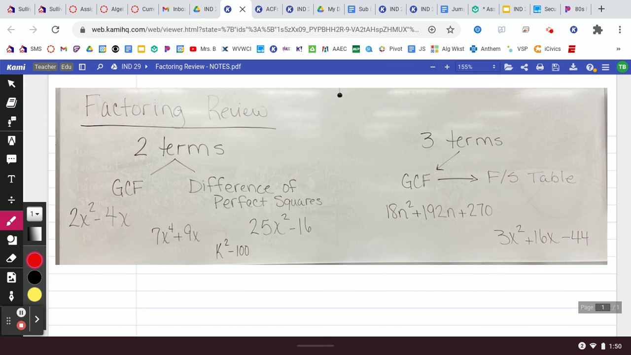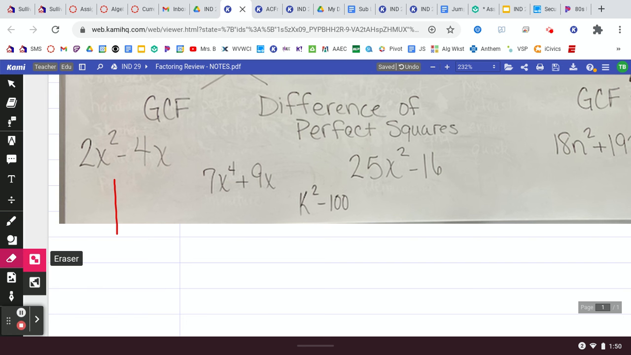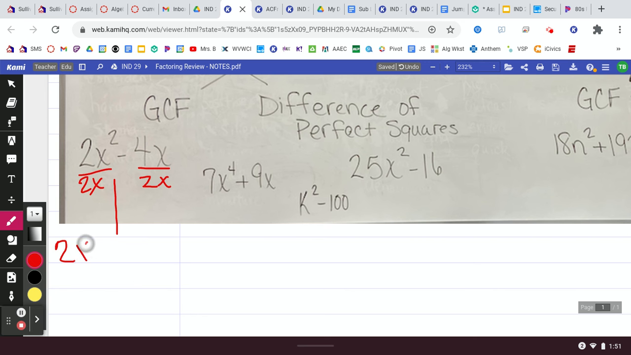So when it looks like this one right here, let me blow that up a little bit. 2 is not a perfect square, okay? This x right here is not a perfect square. So that eliminates difference of perfect squares. So what you do is you look and see what is the greatest common factor. Between 2x squared and 4x, they both have a 2x in them, okay? Remember, when you're doing greatest common factor, anytime you're factoring, it doesn't go away, it goes out front. So that 2x would go out front.